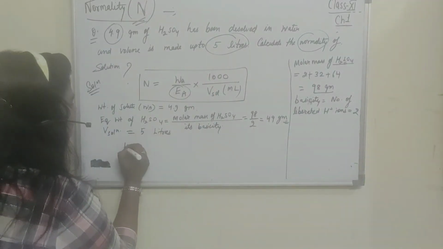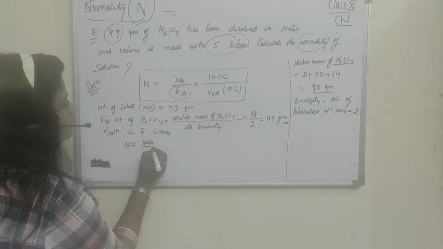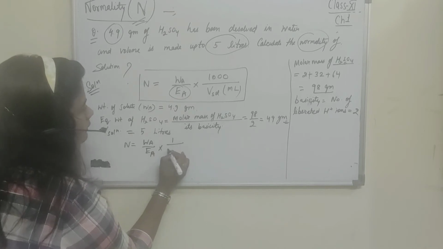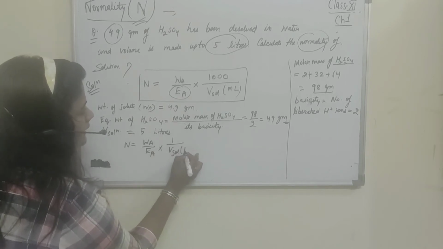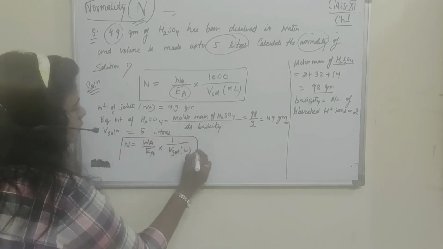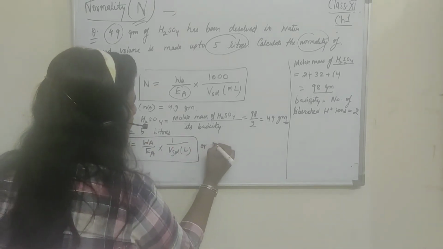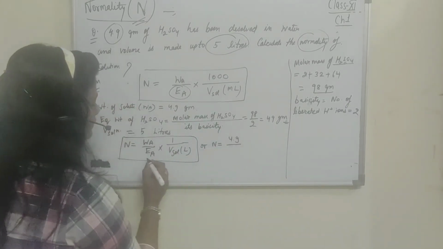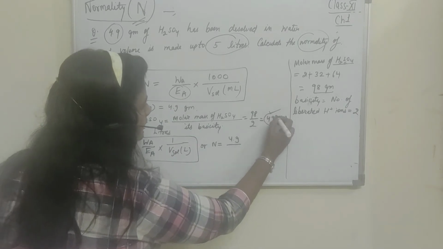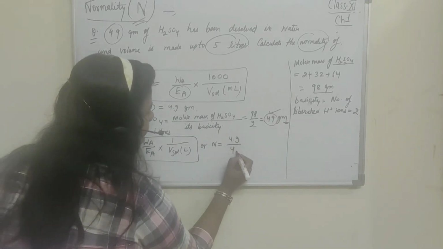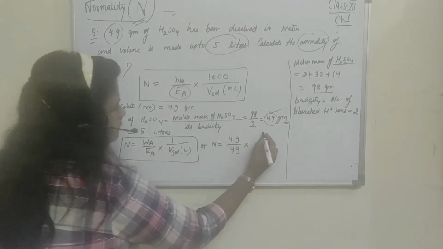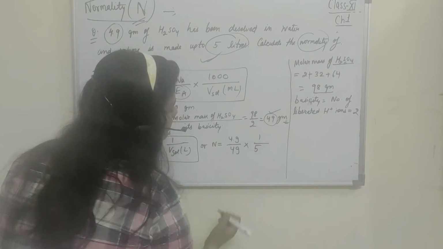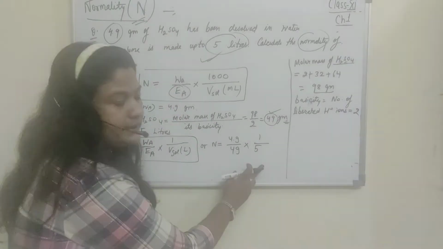Okay, we will write the formula here. Capital N is equal to WA upon EA into 1000 upon volume of solution in ml; here, not 1000, but 1 upon volume of solution in liter. So all the values we will substitute. Capital N equal to WA, which is given 4.9, upon EA, which we have also calculated as 49, multiplied by 1 upon volume, given 5 liter, therefore 5. Okay, now we will calculate this.